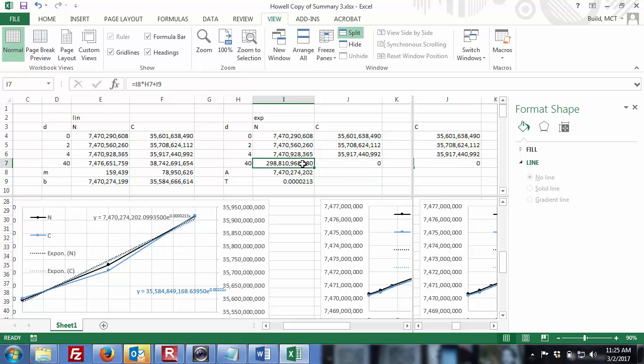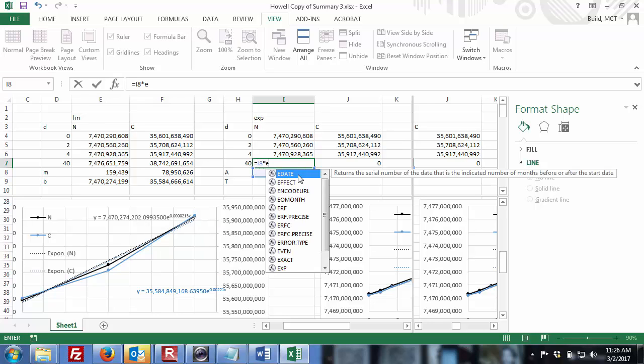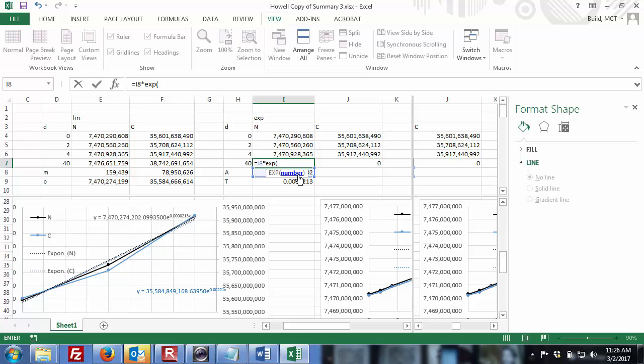Now, this was sort of an attempt at an exponential function, but it didn't work because it's not the right function. What function do you use? Well, use the one that Excel used. So, is that 40 days? 40 days. Yeah. 40 day world population divided by the carbon. So equals, that's the value A, times EXP, and then the number is that guy, times that guy.